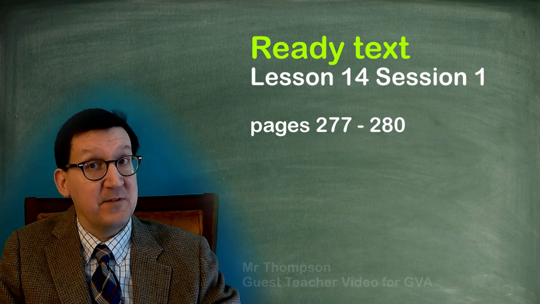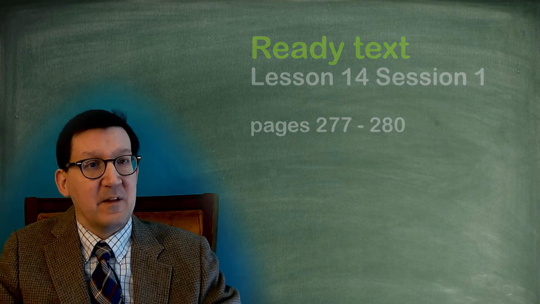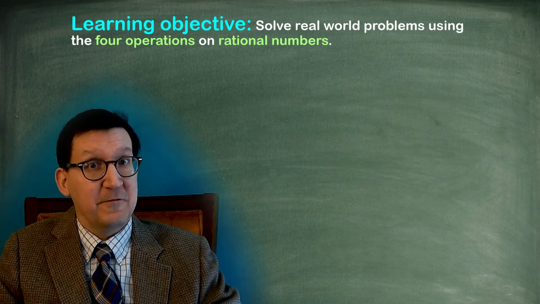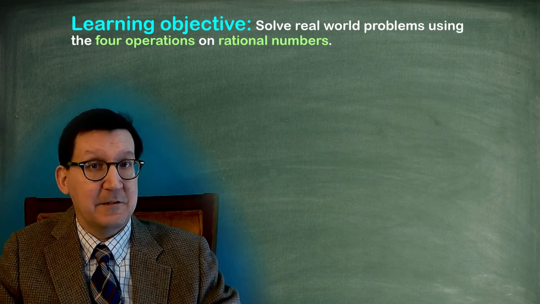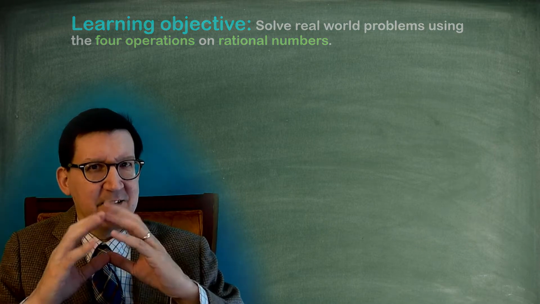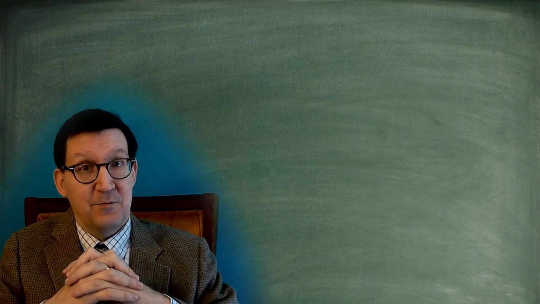It's page 277 through 280, and we're going to be talking about using the 4 operations, all 4 of them together, with positive and negative rational numbers. So this is the week it all kind of comes together. So we'll start off like we always do with a little brain bender.